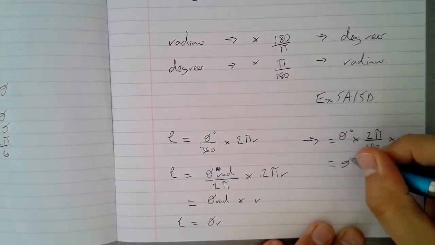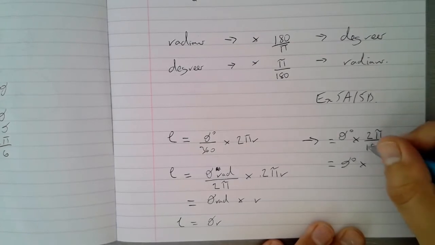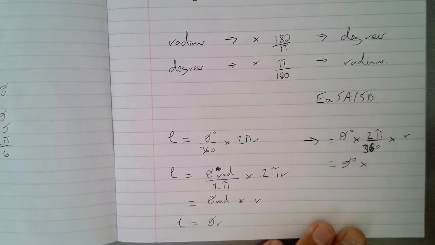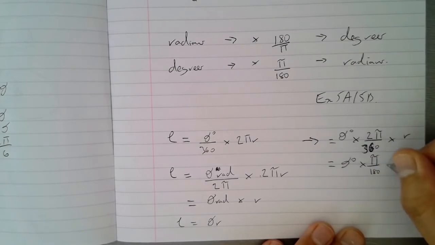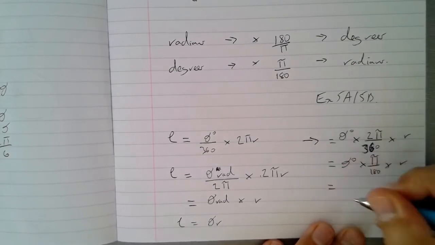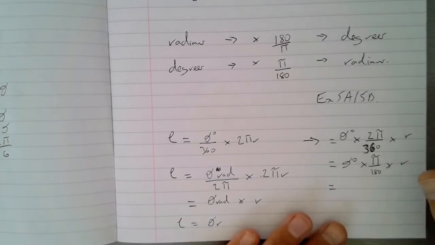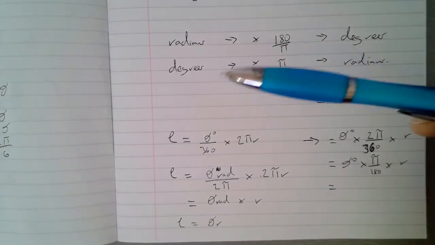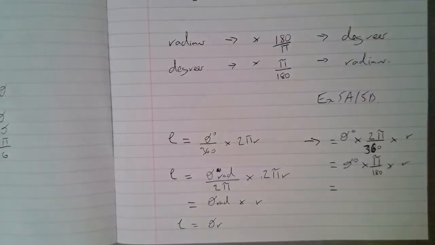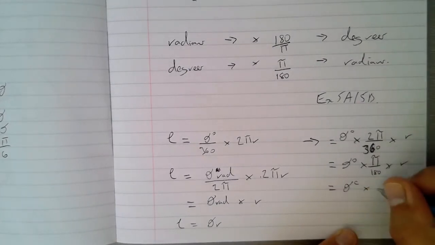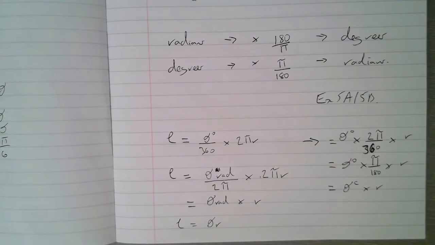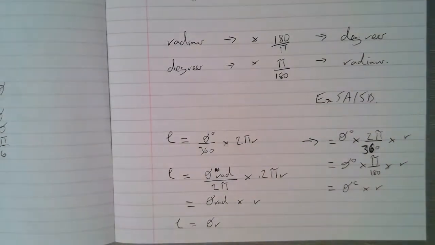However, that's actually theta degrees times, oops, let's just say 360, shouldn't it? 360. However, that cancels down to pi over 180 times radius. And if we think back to what we did slightly earlier, how do I convert from degrees to radians? I times by pi over 180. So theta degrees times pi over 180 equals theta in radians times the radius.